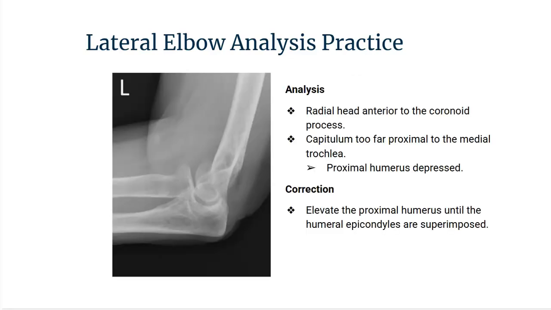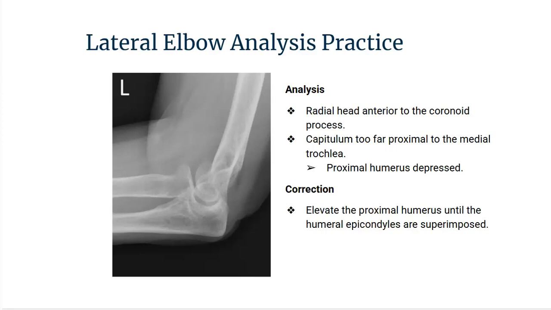So let's dive into this practice analysis. First, you want to look for an open elbow joint, which we do not have. Next, we should be seeing that the humeral epicondyles are superimposed, and they aren't. And then the relationship of your radial head. In this case, the radial head is anterior to the coronoid process. The radial head moved away from the ulna.